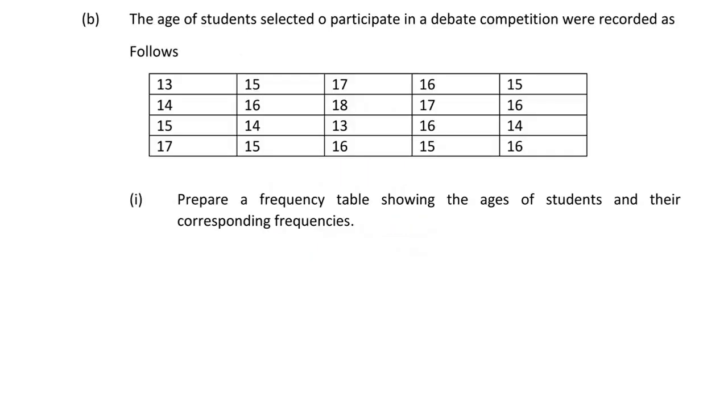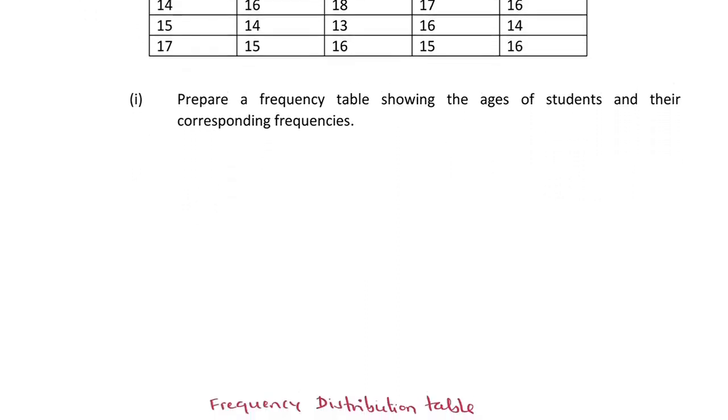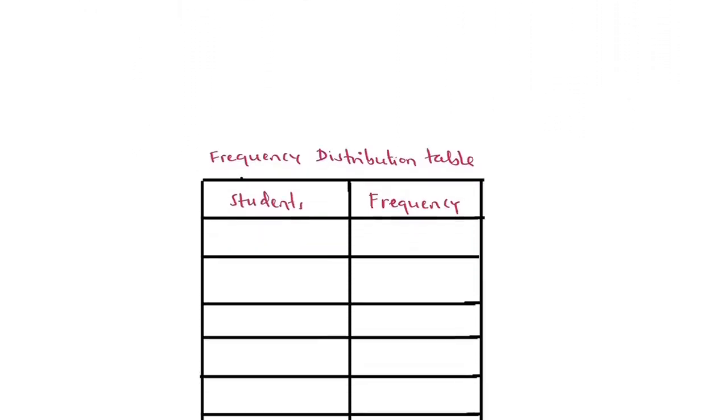Part B of the question. The ages of students selected to participate in a debate competition were recorded as follows. So we have been given several pieces of information there. For Roman 1, we are supposed to prepare a frequency distribution table showing the ages of students and their corresponding frequencies. We have to remember that a frequency table is a table of the data with their corresponding frequencies. Now we are going to sketch a table which is going to have students' ages and also their corresponding frequencies.